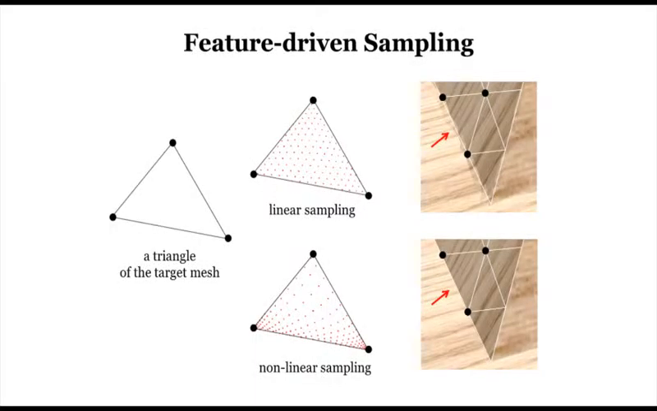To preserve the features more correctly, we adopt the nonlinear sampling even within the triangle of the target mesh. In this example, the bottom edge is a sharp feature. Unlike the linear sampling, feature-driven nonlinear sampling neatly reconstructs the sharp feature. The nonlinear sampling method is presented in section 6.2.